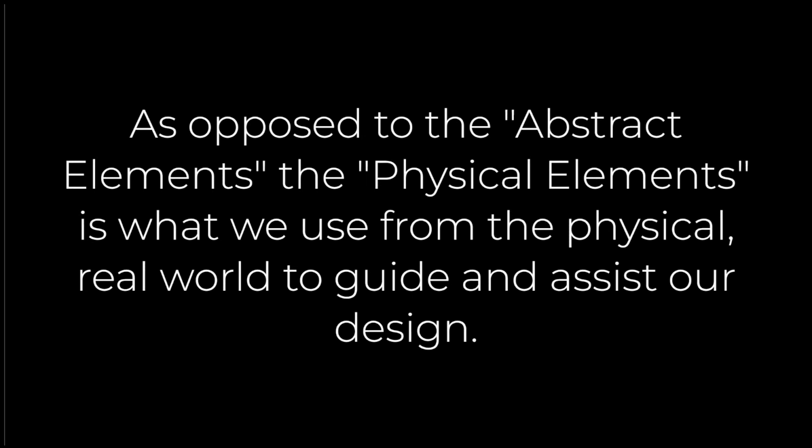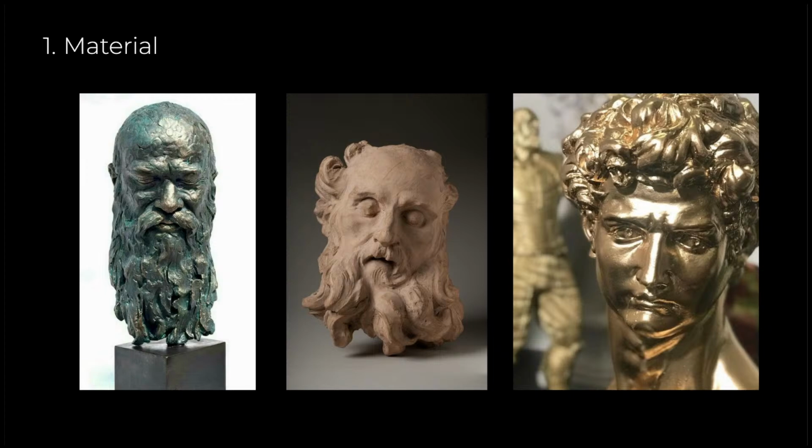These things are more like things we directly pull from the real world to help guide our design. One of the things that I think is really interesting to focus on and play with is material. Material is a makeup of a whole bunch of different abstract elements. There's color, there's texture, there's value, form sometimes, all these things that a material is made up of. But we think of materials in a different way than we think of color.